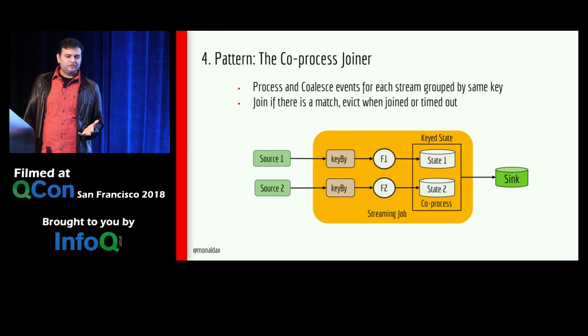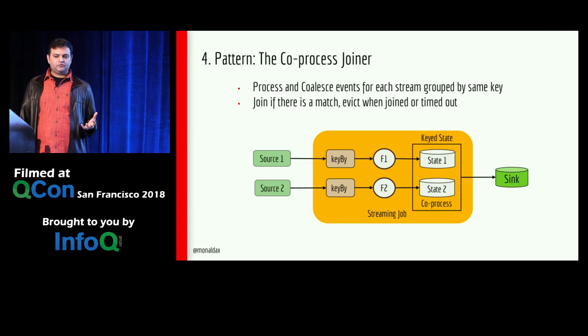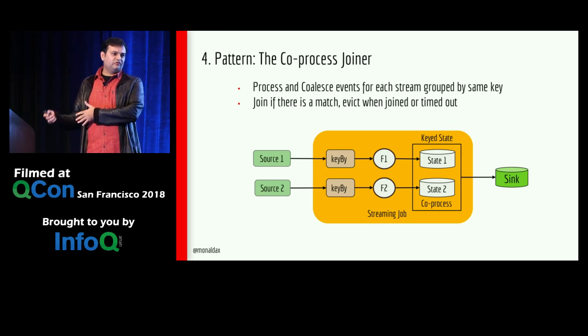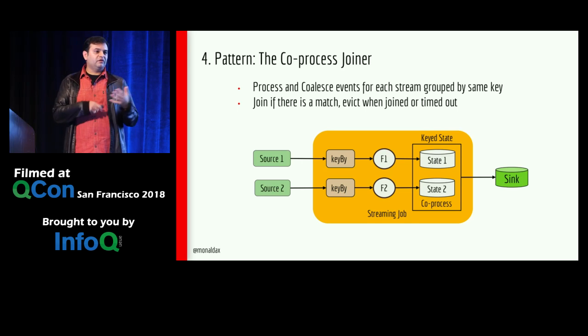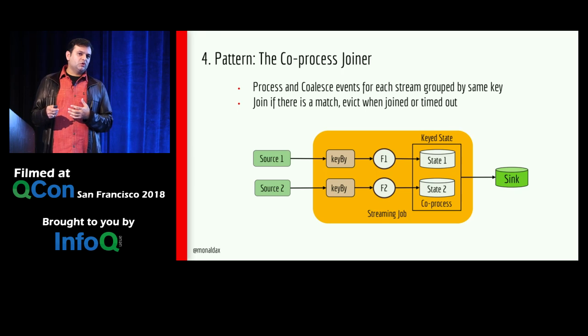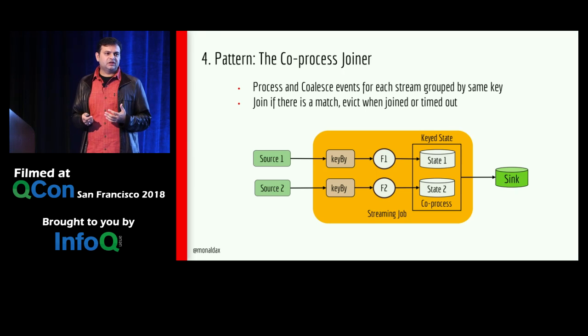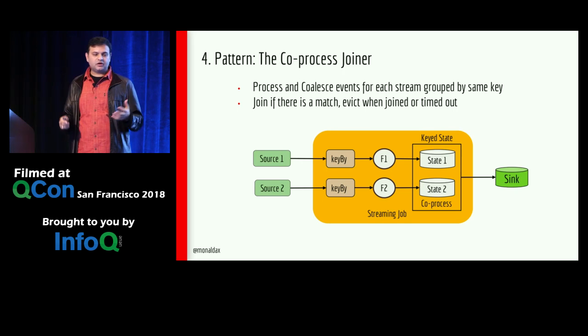And so this is kind of the pattern that emerges out of it, right? We process and call as events for each stream grouped by the key. And then we join if there's a match, and then we emit the results. And then, based on a timer, we evict the state from these states. So the timers is another functionality that Flink provides out of the box, where you can register timers and it'll fire after a certain period of time.